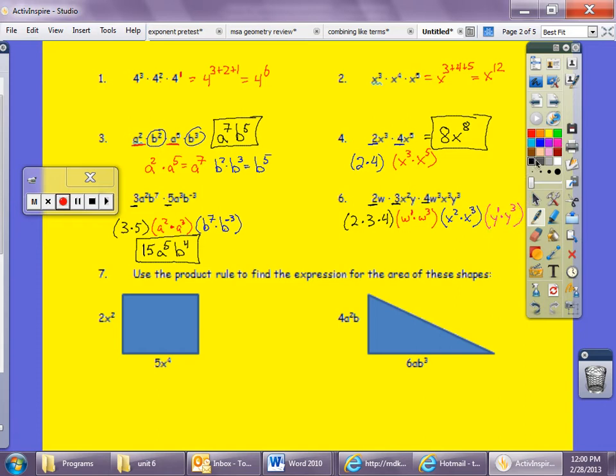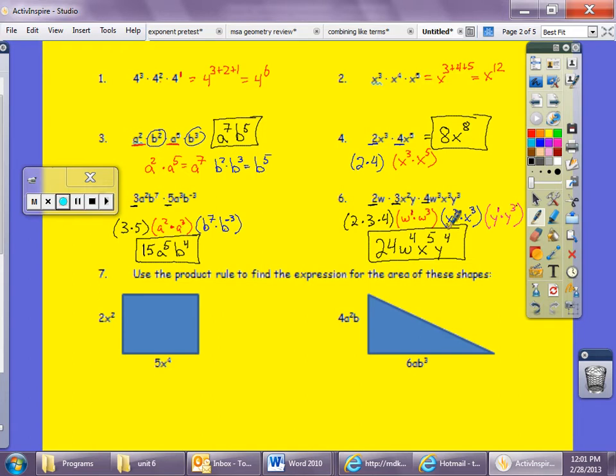Now we simply multiply. Well, 2 times 3 is 6. 6 times 4, we have 24. We add 1 plus 3, so we have w to the 4th. We add, and 2 plus 3 is 5, so we have x to the 5th. And then 1 plus 3 is 4, so it's y to the 4th.